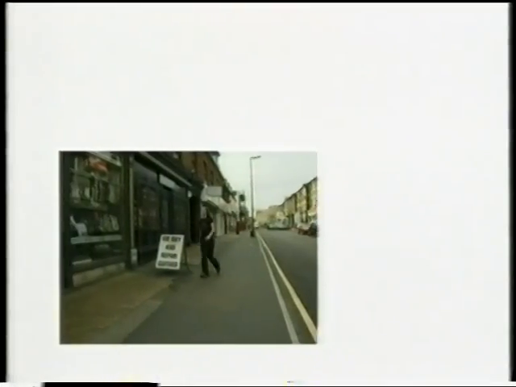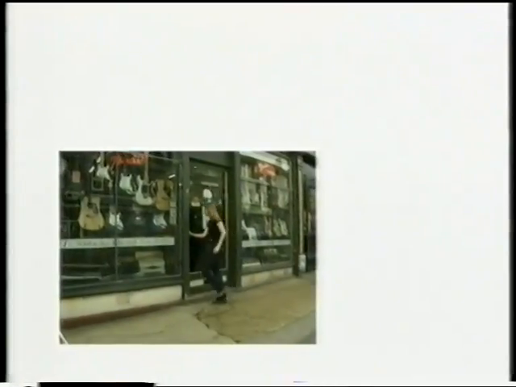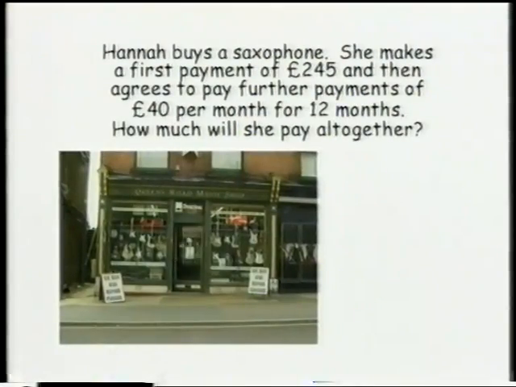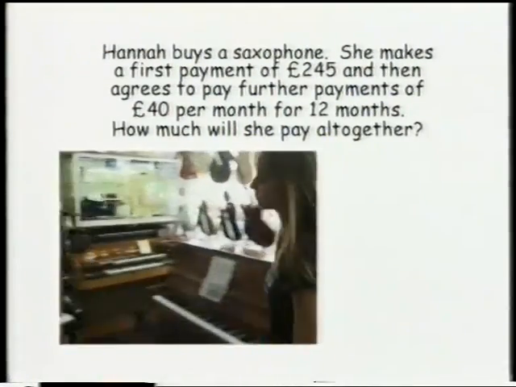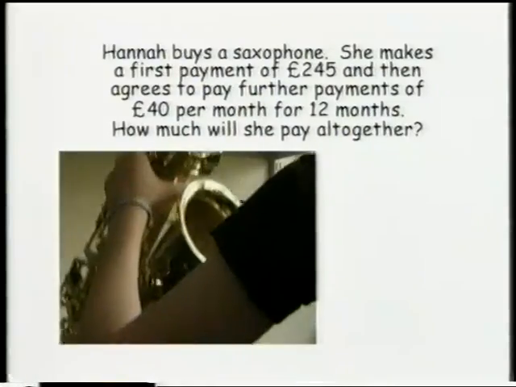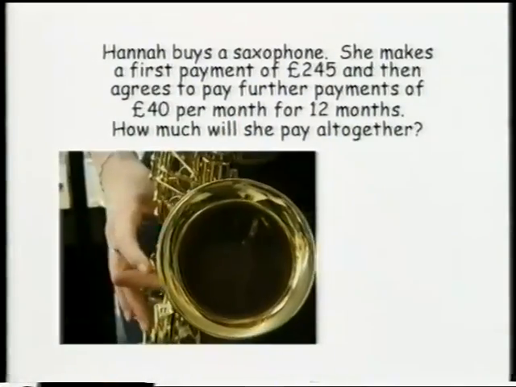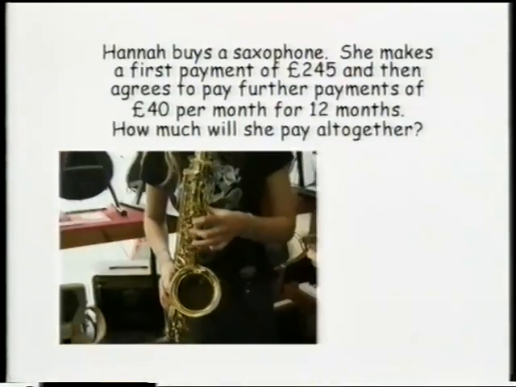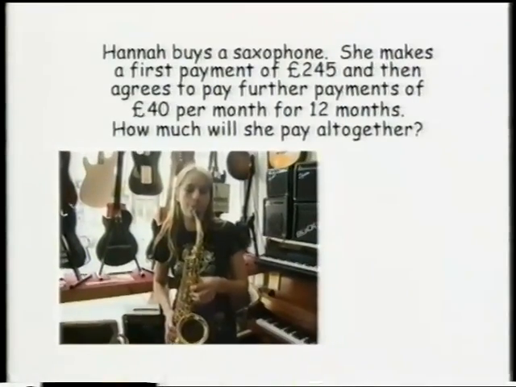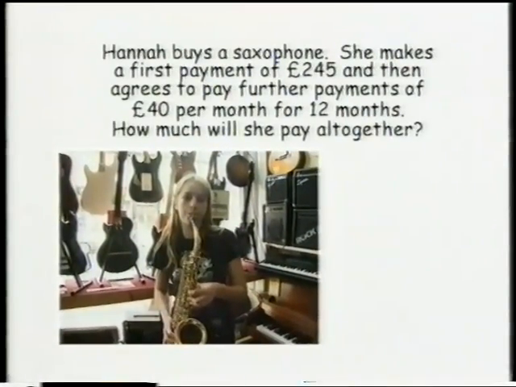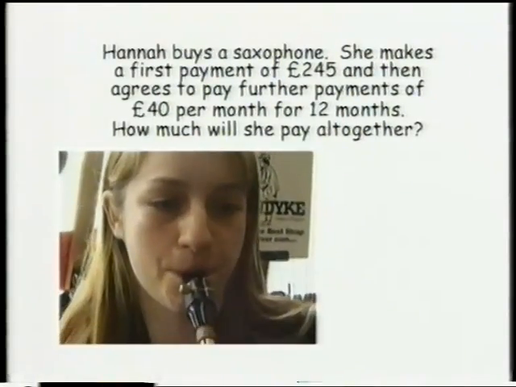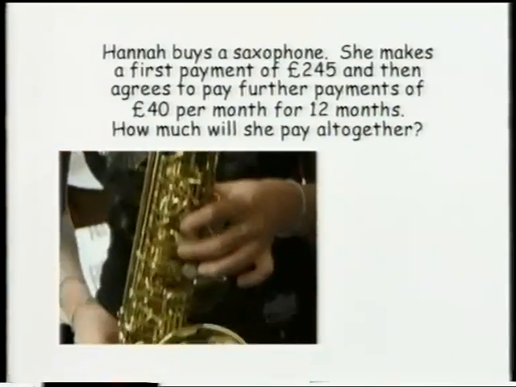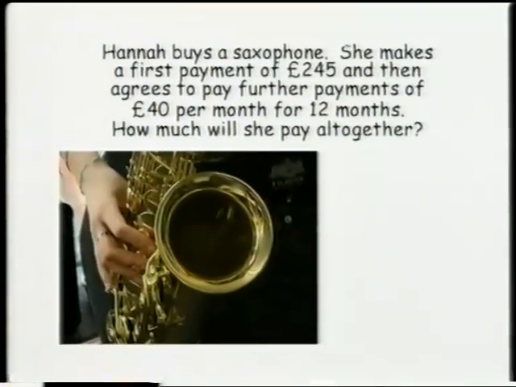Take this question slowly. Hannah buys a saxophone. She makes a first payment of £245. And then she agrees to pay further payments of £40 per month for 12 months. How much will she pay altogether for the saxophone? I'll repeat that.